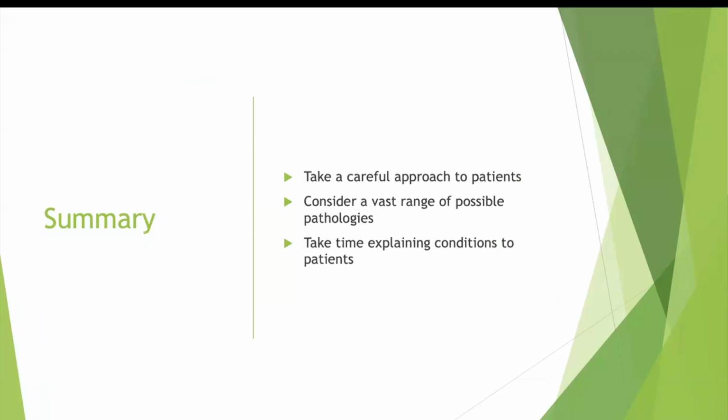So just to summarize then, always take a very careful approach to neuro-ophthalmology patients. A lot of the pathologies overlap, and it's always worth taking a step back and figuring out exactly what's wrong with the patient, looking at your blood results, looking at your imaging, when you're considering what is a very vast range of pathologies. And a lot of them are to do with systemic disease. So having a good understanding of neurology and neuroanatomy is really, really helpful.